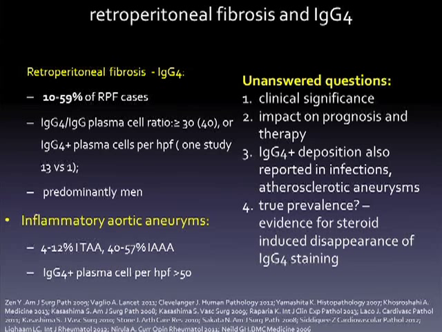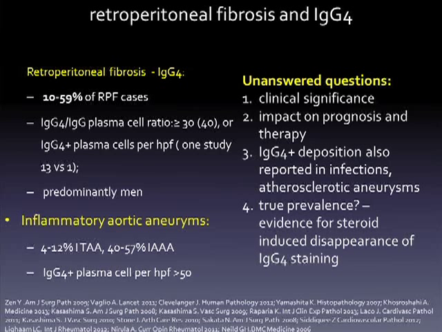Now, I tried to summarize as much as I could the data with regard to IgG4, retroperitoneal fibrosis, and inflammatory aneurysm. What I found is that, of all the cohorts I listed here, the reported frequency of IgG4-positive retroperitoneal fibrosis cases is between 10 and 59%. How did they consider cases positive? There are two ways to say they were positive.